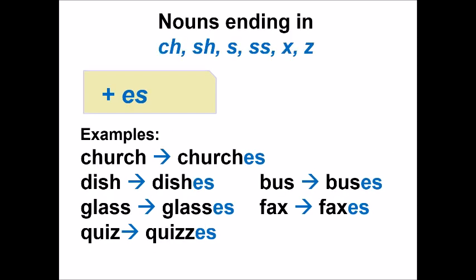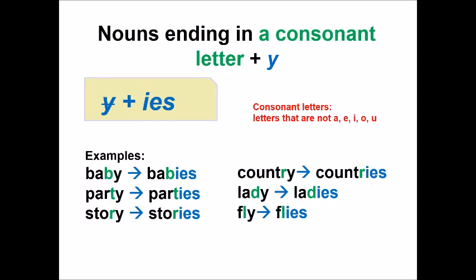For nouns that end in ch, sh, s, double s, x, and z, you add es to them. For nouns that end in a consonant letter with a y, you get rid of the y and add ies to the noun. Note that consonant letters are those that are not a, e, i, o, and u.